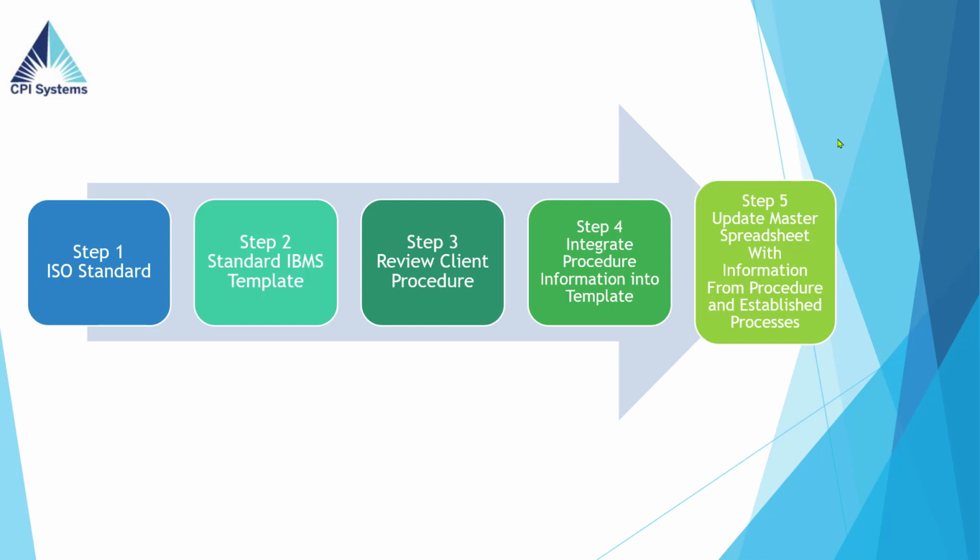The process is, first you need to get the ISO standard and understand what the shells are. What is it you have to be compliant to? Second step is we have a standard integrated business management system template that actually outlines all the requirements, and then we have the inputs and the outputs and the responsibilities defined.